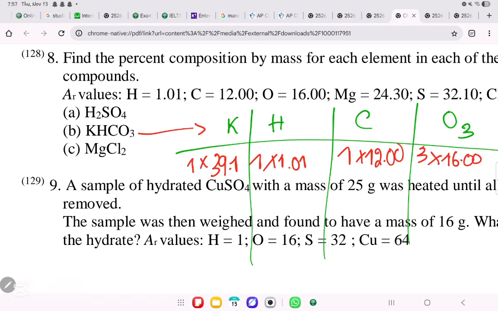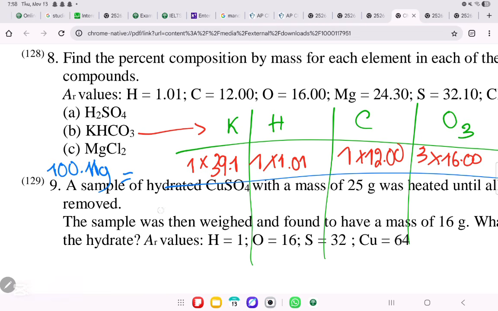So now what do we do? We multiply them all. We get, first of all, the total mass, okay? So it's gonna be 1 times 39.1, plus 1 times 1.01, plus 1 times 12, plus 3 times 16. This will give me my answer, which is 100.11 grams. I don't know if it's visible. Let me make it more visible. 100.11 grams. Perfect.